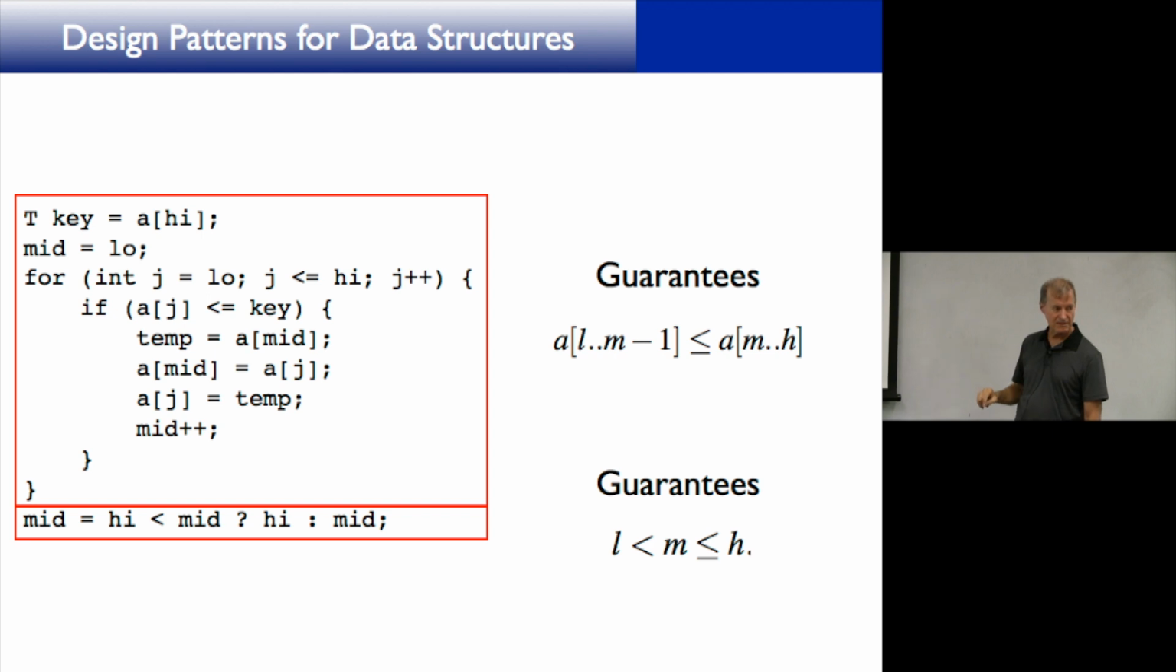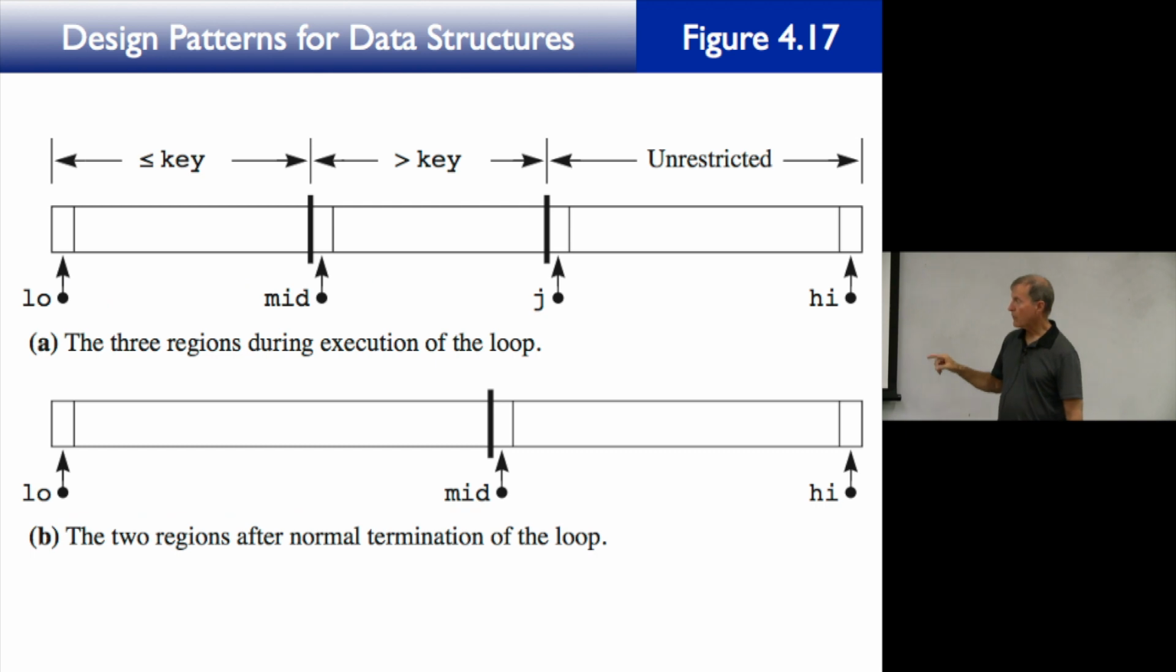Do you see? And what we have here in figure 4.17 is a picture, in general, of the three regions during the execution of the loop. So do you see that? And guess what we're going to have to write down? The loop what? We're going to have to write down the loop invariant.